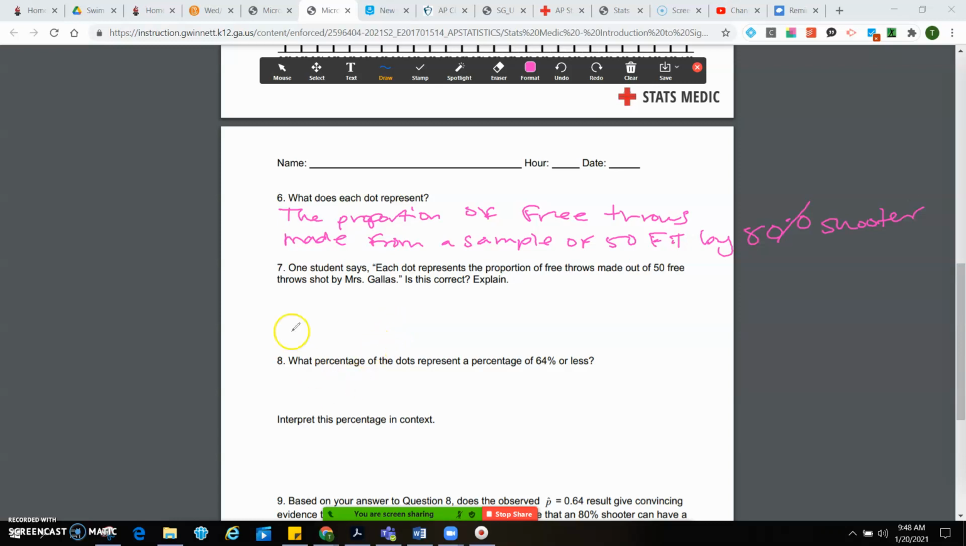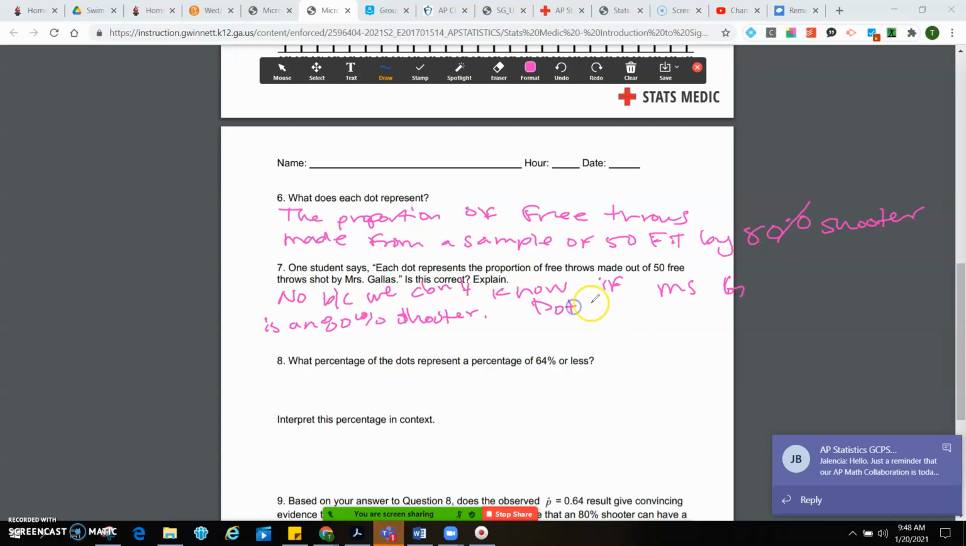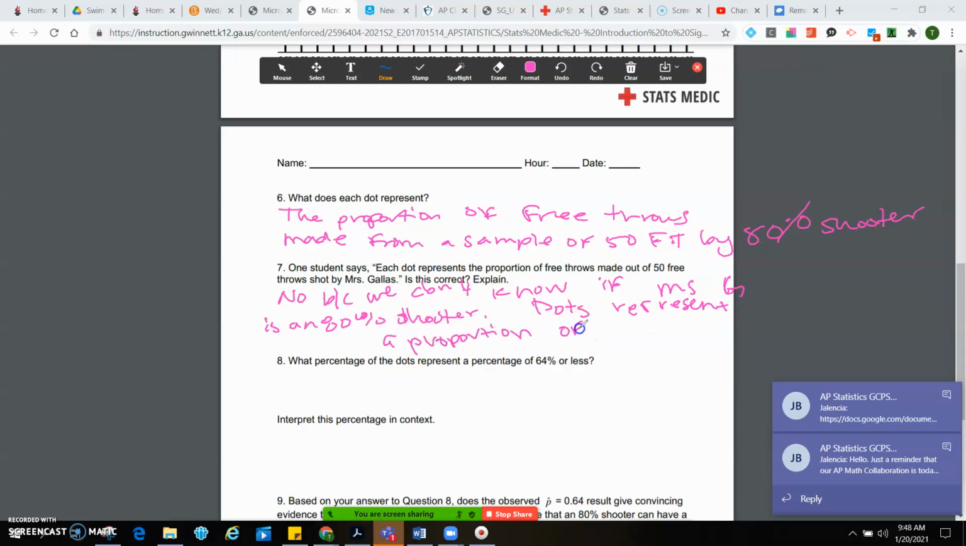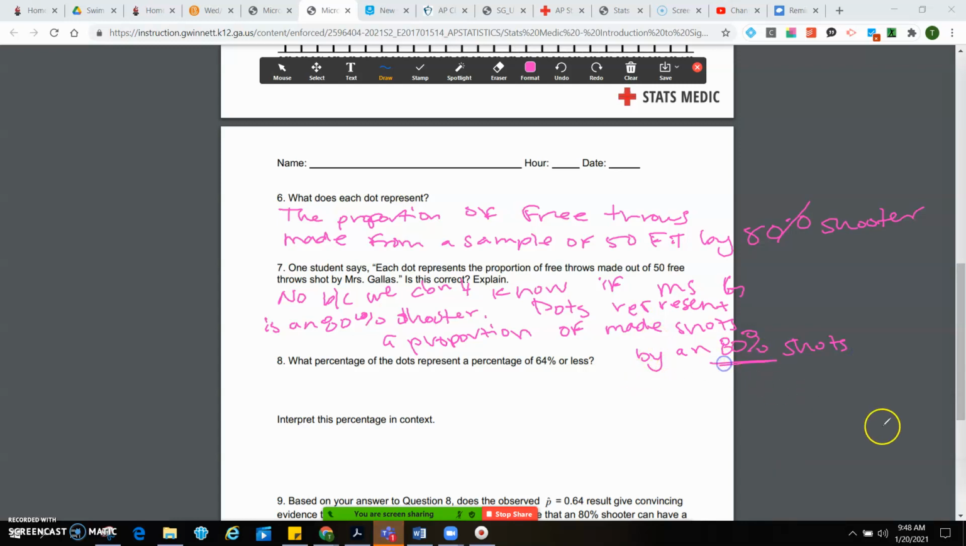So no, because we don't know if Miss G is an 80% shooter. The dots represent a proportion of made shots by an 80% shooter. So we're not confirming that she's an 80% shooter. We're just saying, hey, we're accepting that she is right now.